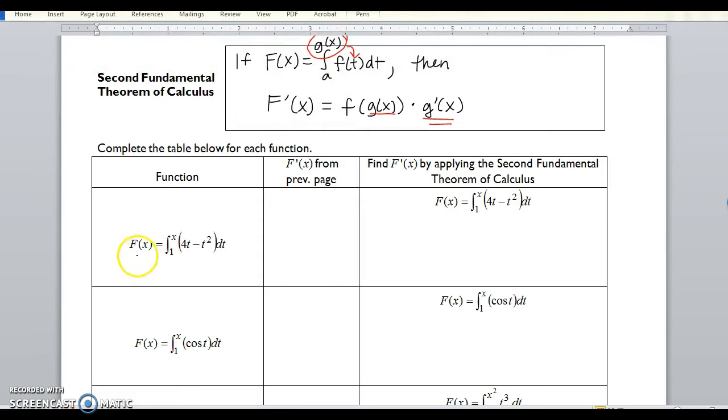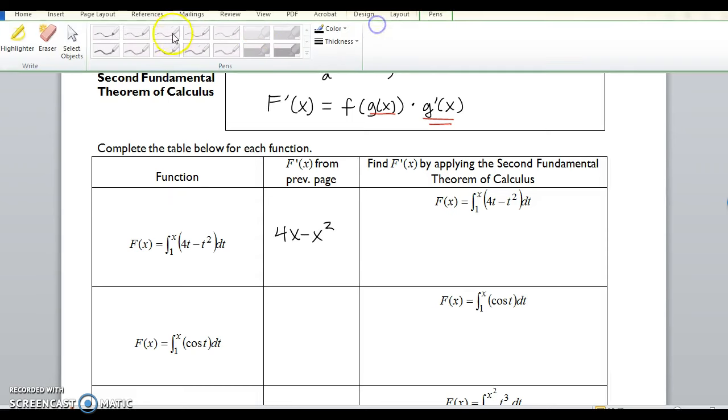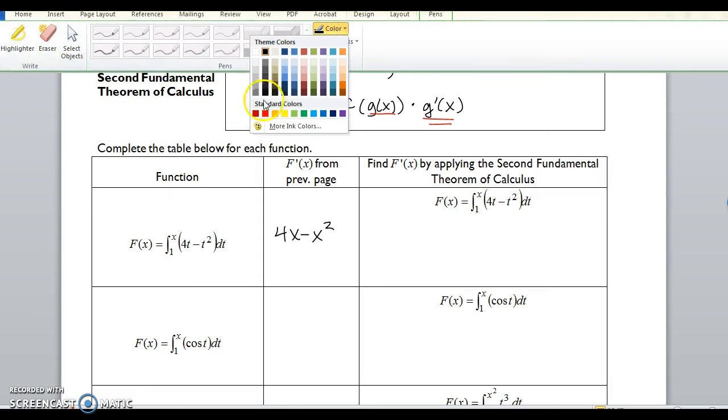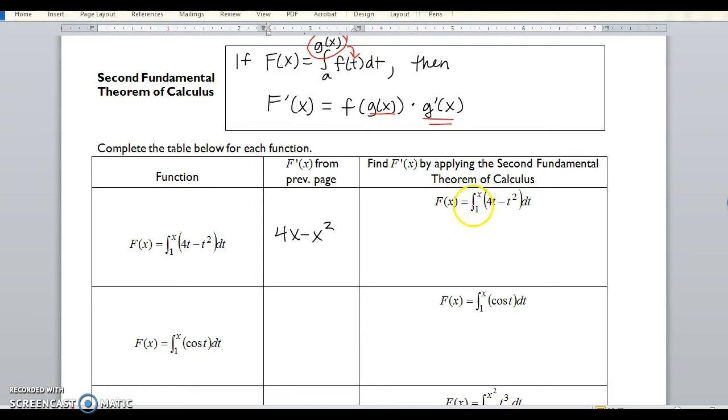So for this first problem, we had F of x equals the integral from 1 to x of 4t minus t squared. When we found F prime of x, we found that it was just 4x minus x squared. We noticed that was the same thing as the integrand, just with x's instead of t's. So if we use the second fundamental theorem of calculus, we can take this x, plug it in for t's, and then rewrite it. So 4x minus x squared, but then we need to multiply by the derivative of x, which is just 1. So that's just 4x minus x squared.